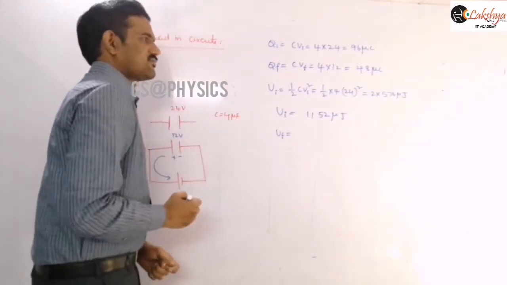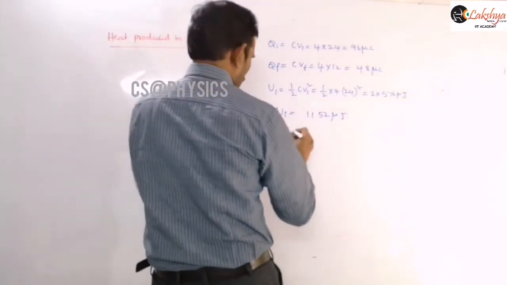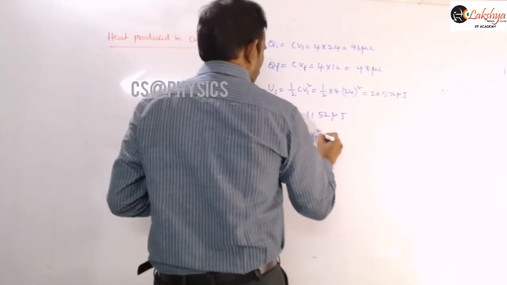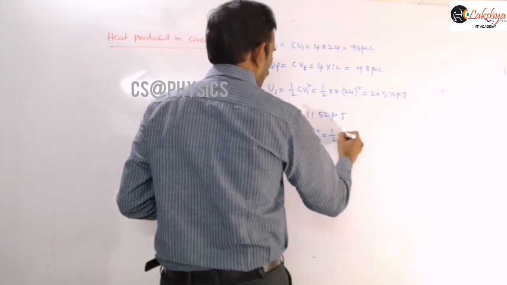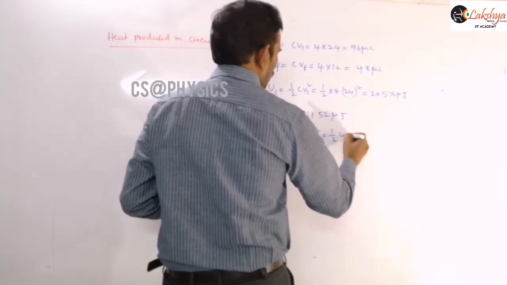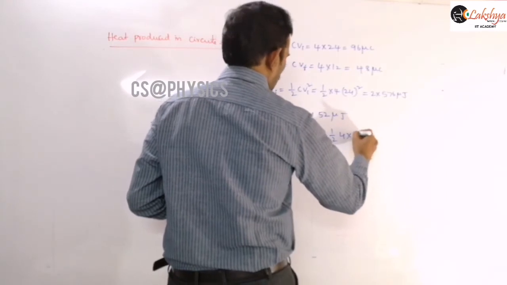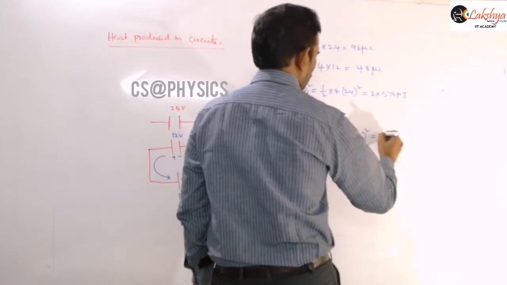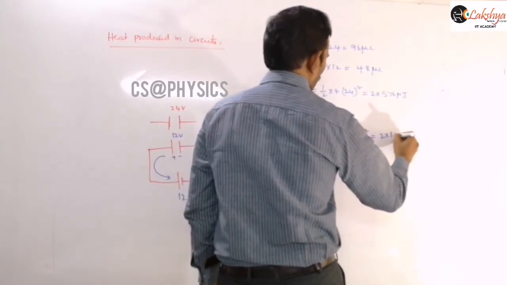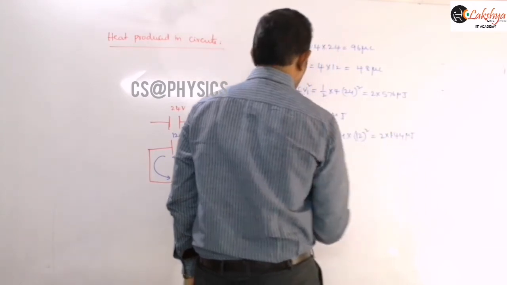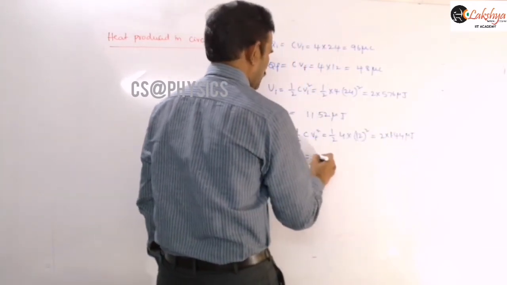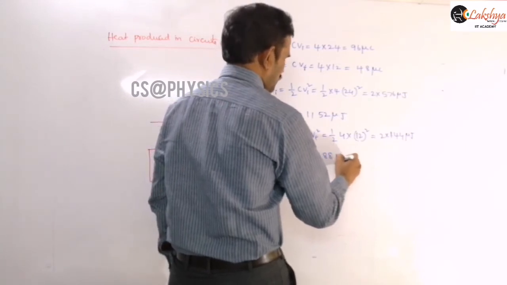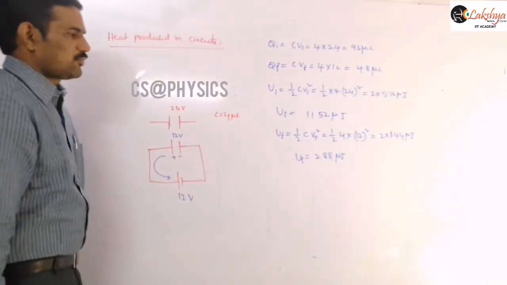And next, similarly, you can write it for this final energy. So that final energy we can write as half into C into V final square. Sorry, so this value is nothing but half into C, which is 4, and V final square. V final is nothing but 12, so 12 square, which is nothing but 2 into 144 microjoules, or you can write this as 288 microjoules.